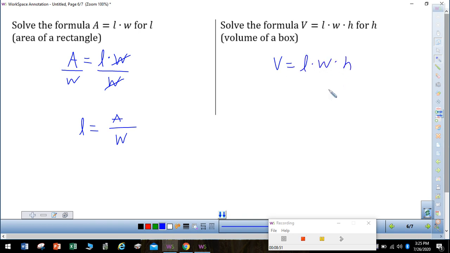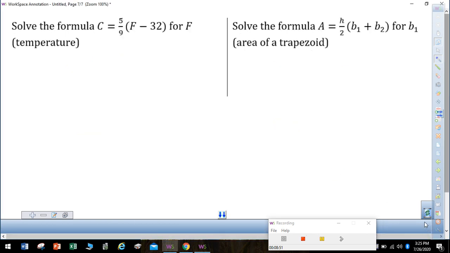H is being multiplied by two things, L and W, so we need to get rid of those. Because it's all multiplication, we'll do that with division. Now we can actually divide by L and W at the same time. So that's kind of cool. And there's our answer. H, in terms of the other variables, is equal to V divided by L times W.